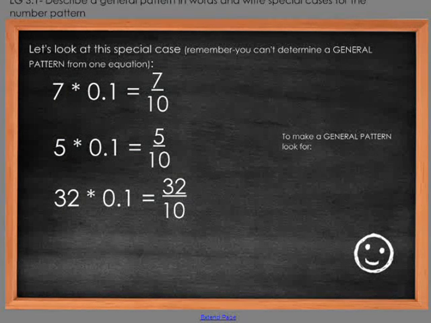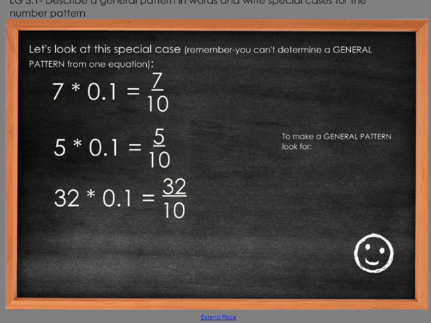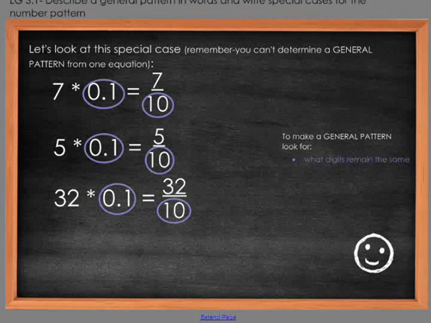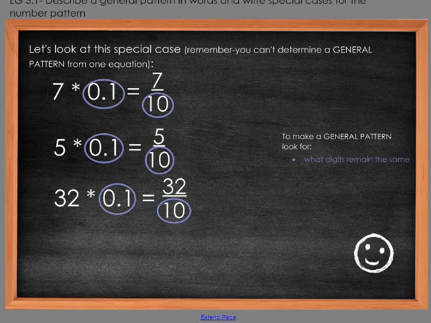All right, let's look over the steps for creating a general pattern. The first thing we want to look for is we want to look for what digits or what parts of the original equations, special cases, stay the same.